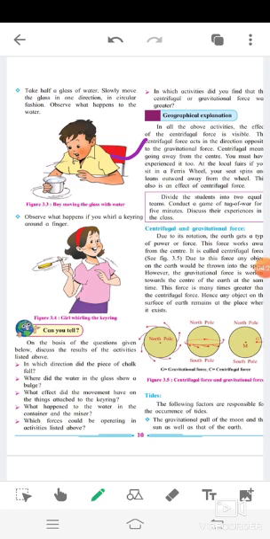On the basis of the questions given below, discuss the result of the activities listed above. In which direction did the piece of chalk fall? You have to solve this question on your own. Now, geographical explanation. In all the above activities, the effect of the centrifugal force is visible.